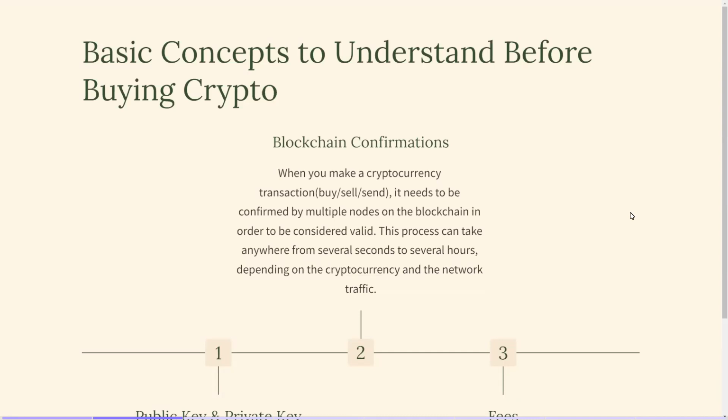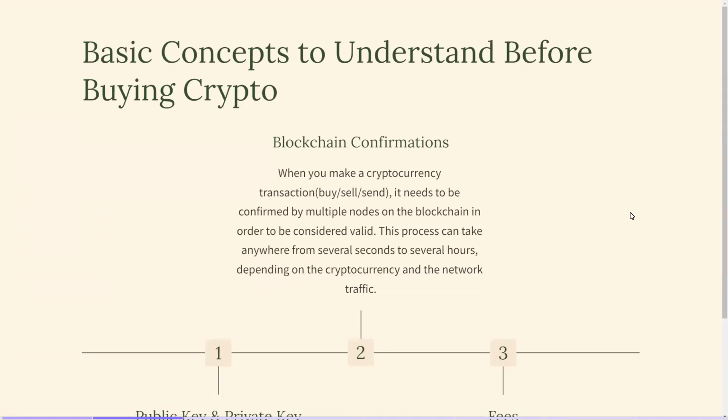This is why you have different blockchains and different cryptocurrencies, because the software is different between the different cryptocurrencies. So some can be faster, others can be slower. Some can be more expensive, others can be cheaper.